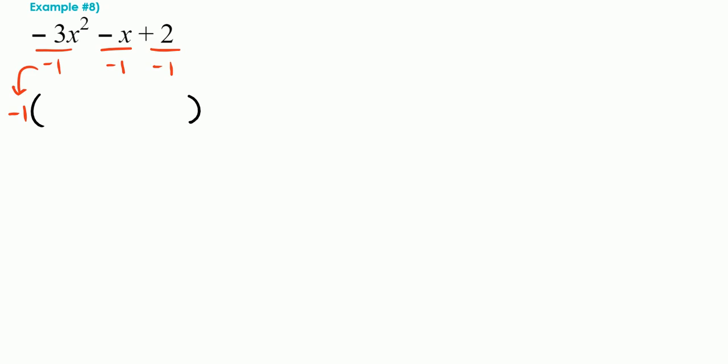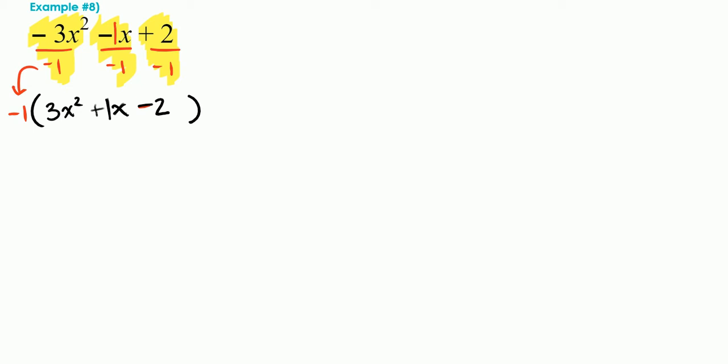Again, we're going to divide that out. Starting at the front, taking negative 3x squared divided by negative 1. Well, negative 3 divided by negative 1 is a positive 3, and then I still have x squared. Moving along, I have negative 1x divided by negative 1, which is a positive 1, and I still have x there. And then the very last one, I have 2 divided by negative 1, so that's going to give me negative 2, or minus 2 there.